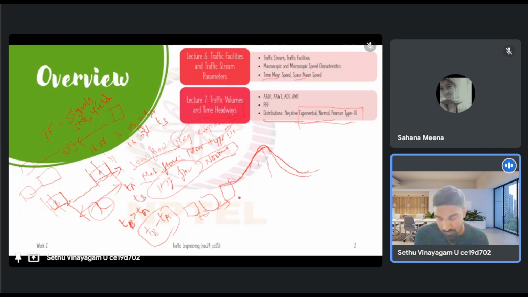When you have medium flow, it is basically between these two cases. It's not congested, and it's not free flow either. It's not completely random, but it's not constant as well. So it's somewhere in the middle. There, a Pearson type 3 kind of distribution is a fairly good approximation.